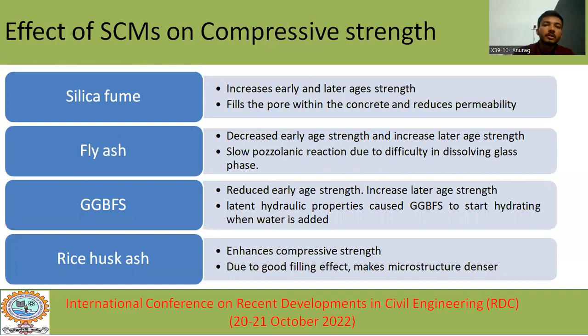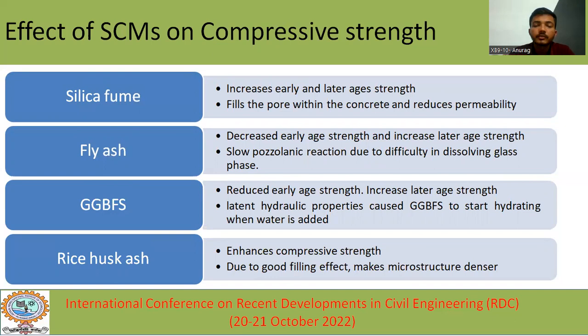If we talk about the compressive strength, silica fume is responsible for both early as well as later age strength. It fills the pores between the cement particles and reduces the permeability because it makes a denser microstructure. Because the particle size of silica fume is much finer than the cement particles, it fills the pores between the cement particles and makes the structure denser, which increases the strength.